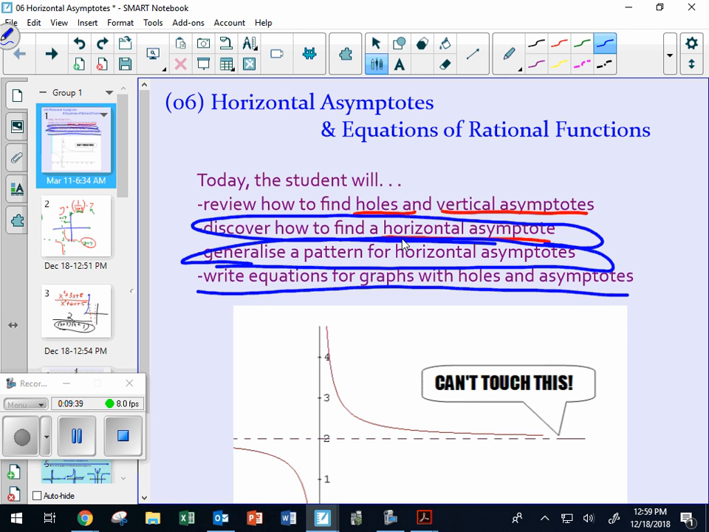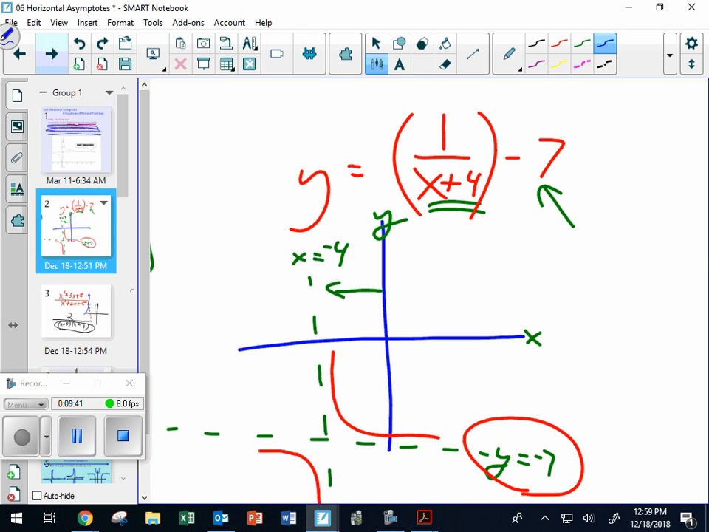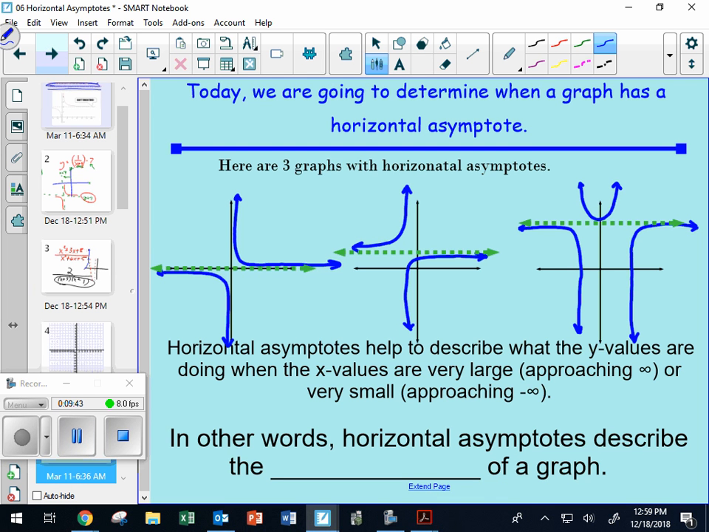All right, so I'm going to cut to it. Here is a typical fill in the blank that they would want you to know, which is: horizontal asymptotes describe the blank of a graph. They describe how the story ends, the end value. Okay, I would like you to put in end value here in your notes.